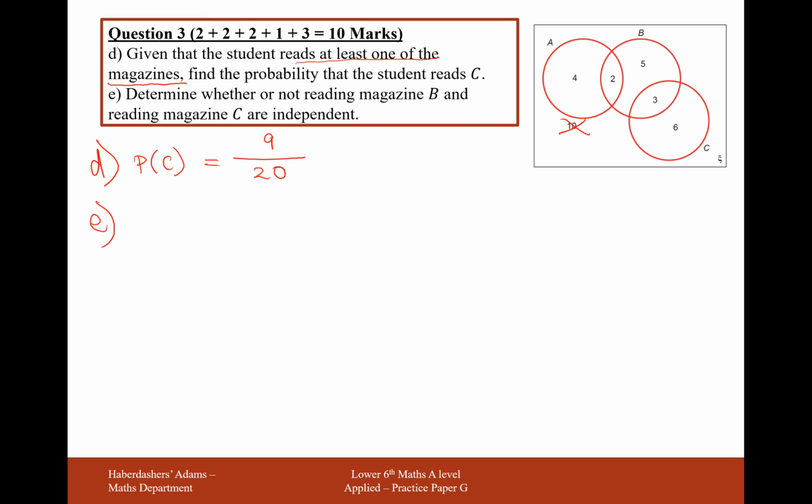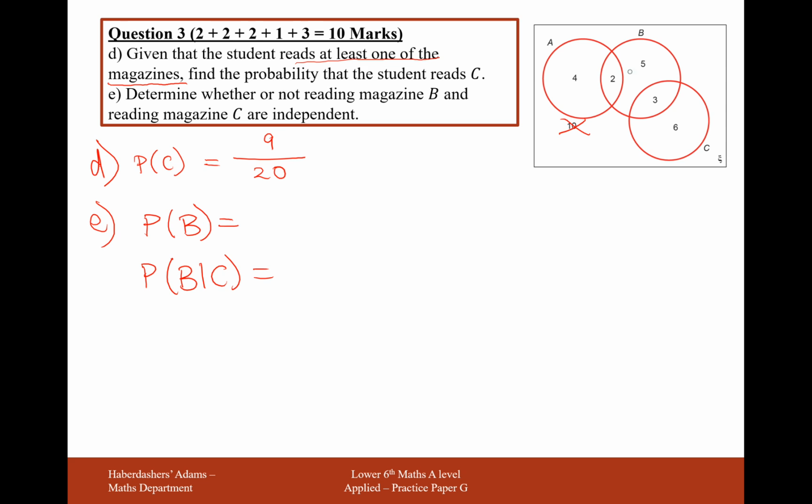Determine whether or not reading magazine B and reading magazine C are independent. So what this is saying here is that the probability of reading magazine B shouldn't be affected by the fact that you read magazine C. So what I've got here is the probability that they read magazine B and the probability of reading magazine B given that they read magazine C. And hopefully these probabilities should simplify to give the same value, because if they do give the same value, then it doesn't matter that they read magazine C, the probability of them reading magazine B is still equal.